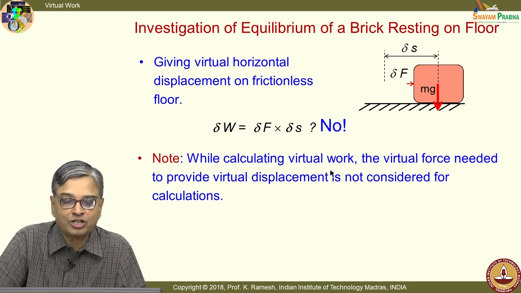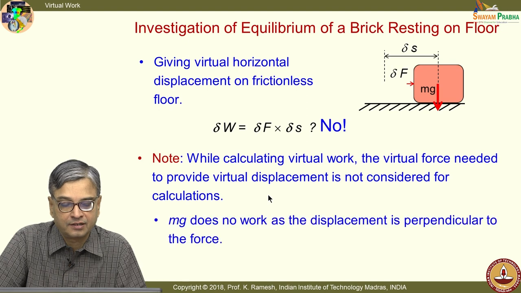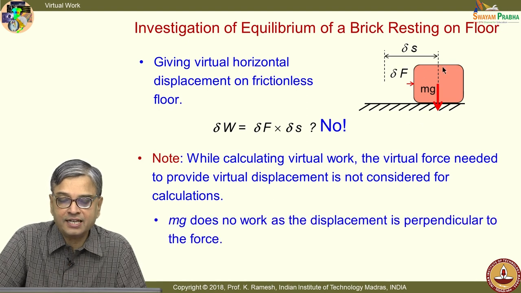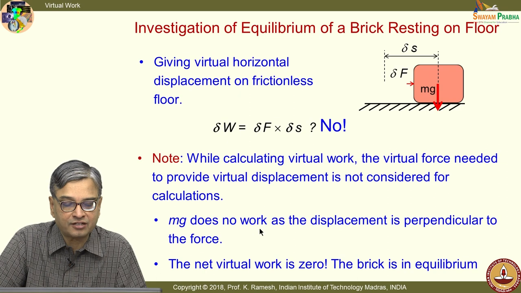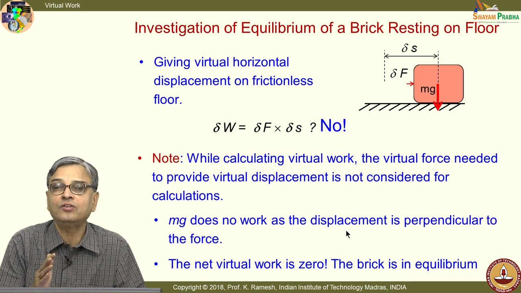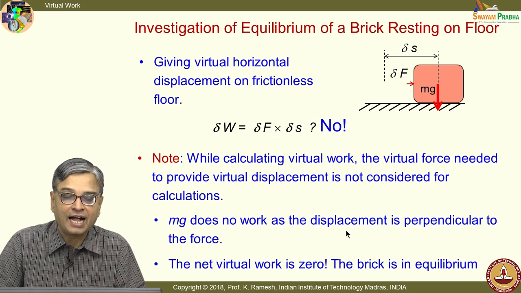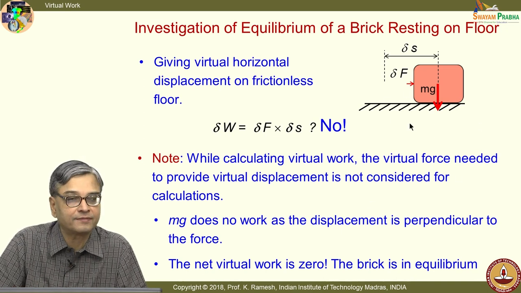While calculating virtual work, the virtual force needed to provide virtual displacement is not considered for calculations. And you can see very well here, Mg does not do any work as the displacement is perpendicular to the force. The net virtual work is 0. So, the brick is in equilibrium. Fine. I have considered a smooth floor.